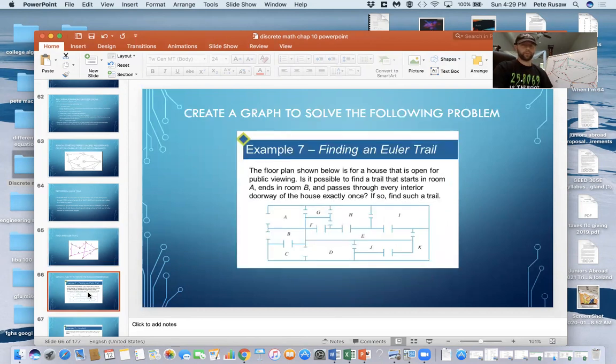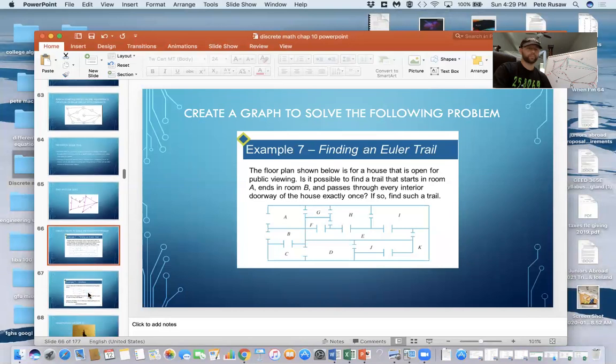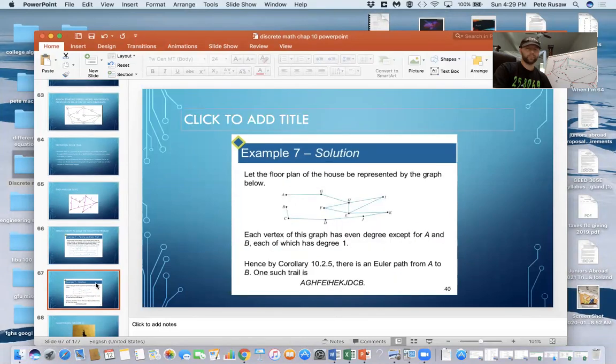It's a fun little problem. Finding your way through a maze, which essentially would be an Euler trail, I suppose if you did so most efficiently and began and ended in different spots. So that'd be an Euler trail. And there's a solution to the previous problem.